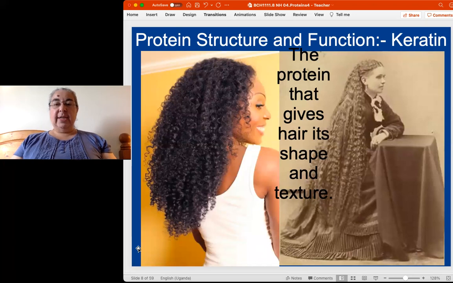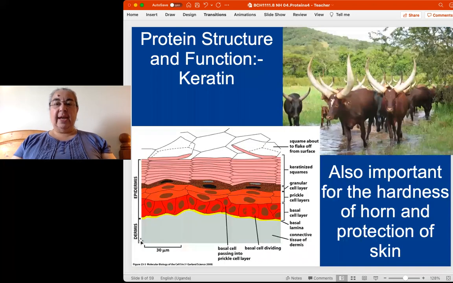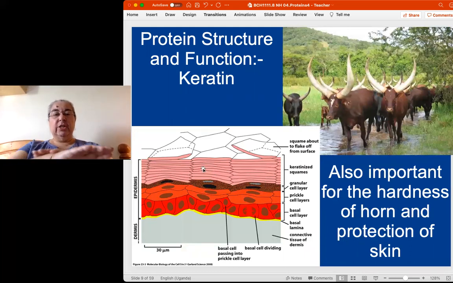Okay, so keratin is not only found in hair, it's also important in skin. So if you touch your skin, if you feel the way that your skin is a solid layer on the outside of your body, if you perhaps have a sore place where the skin is damaged, you'll know that that feels different to your normal skin.